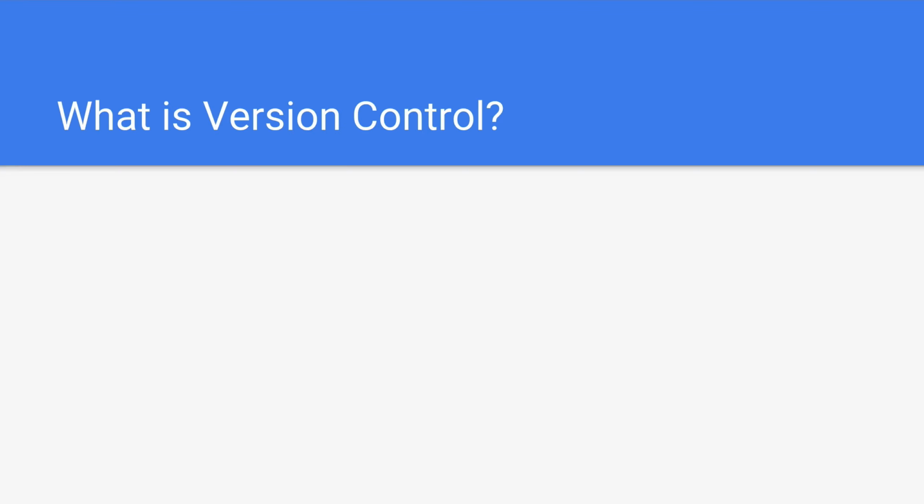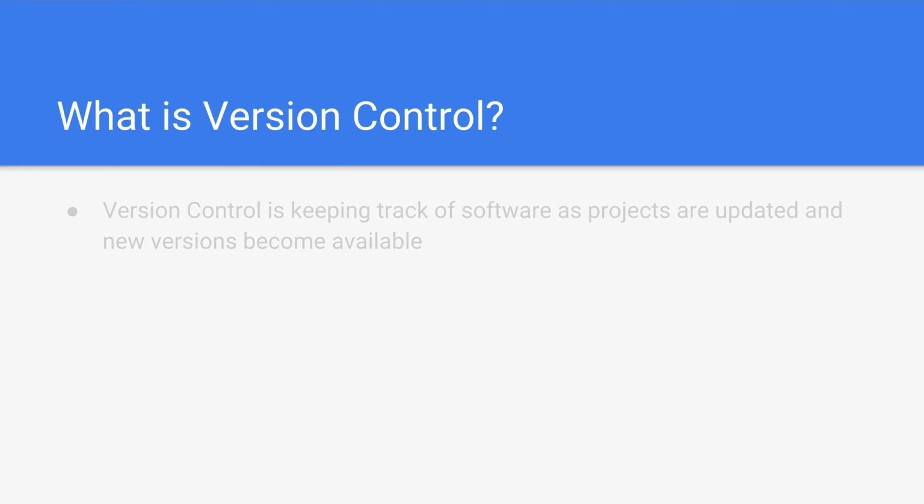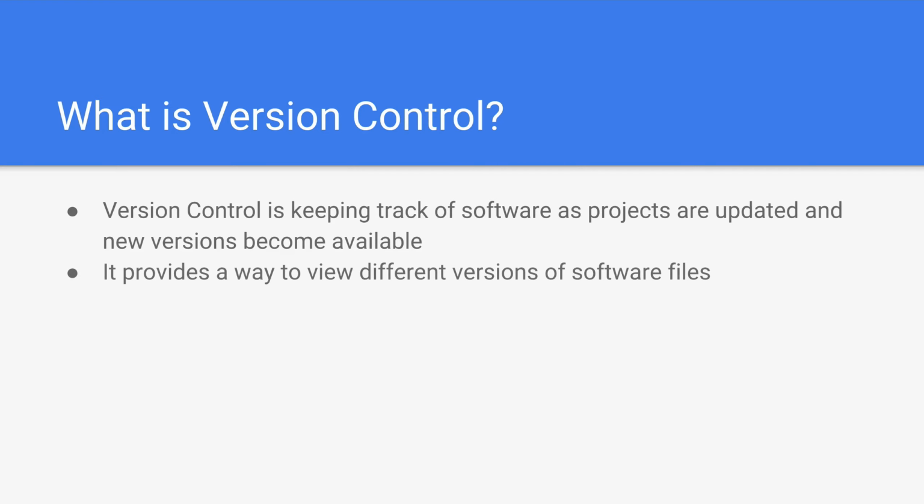So what is version control? As a quick overview, version control is simply a way to keep track of software as projects are updated and new versions become available. Essentially, it provides a way to view different versions of software files. In almost all cases, when a piece of software, an app, a program, etc. is released, it will be updated at various points in time. Perhaps an entirely new version will come out. You'll likely have seen this in your phone's operating systems.